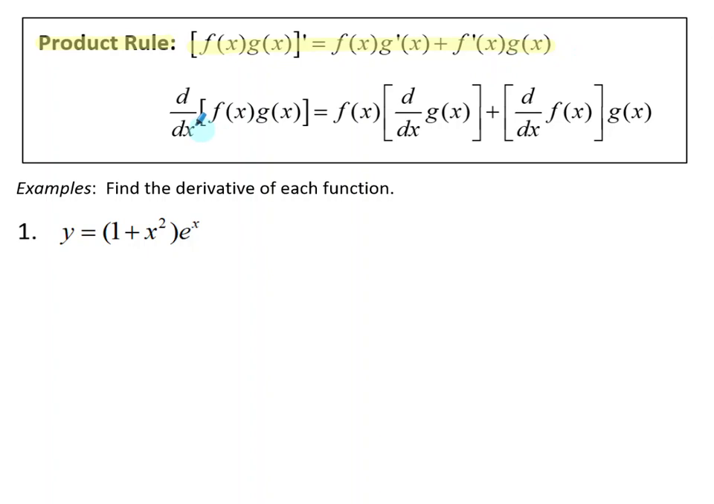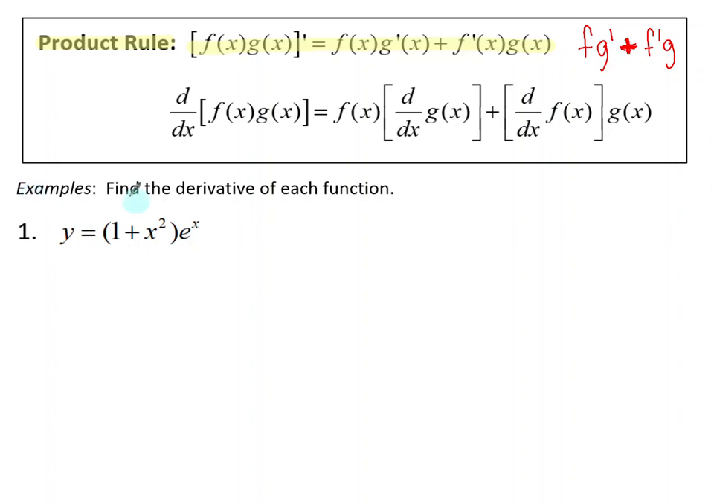In Leibniz notation, the derivative with respect to x of the product f of x times g of x is regular f of x times the derivative with respect to x of g of x, the other function, plus the derivative with respect to x of the first function f of x times the regular g of x. Either way we look at it, we're using this product rule. For short, I like to say f g prime plus f prime g. Every time I have a product and I need to take the derivative, I jot that down as a reminder.